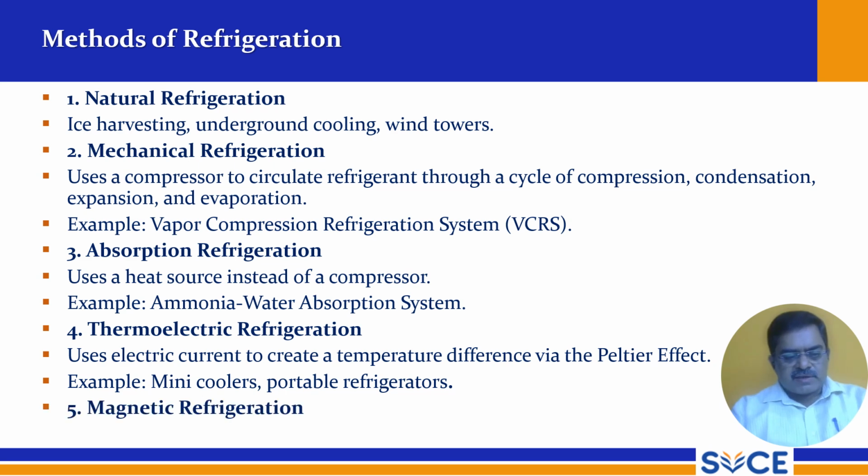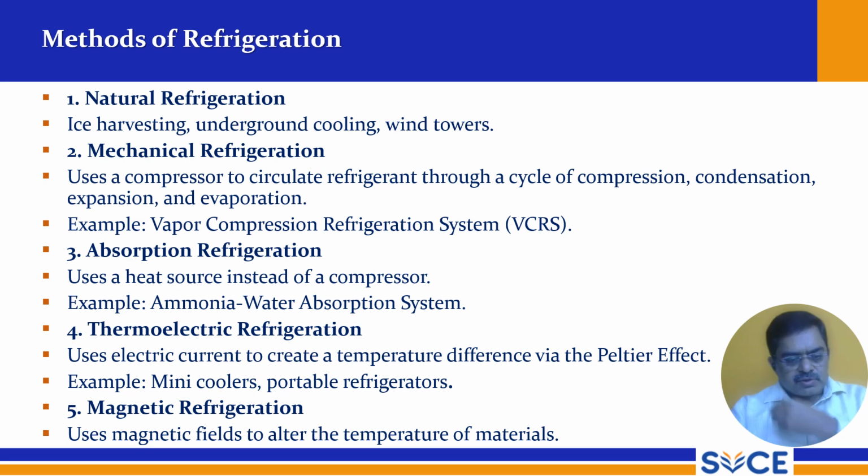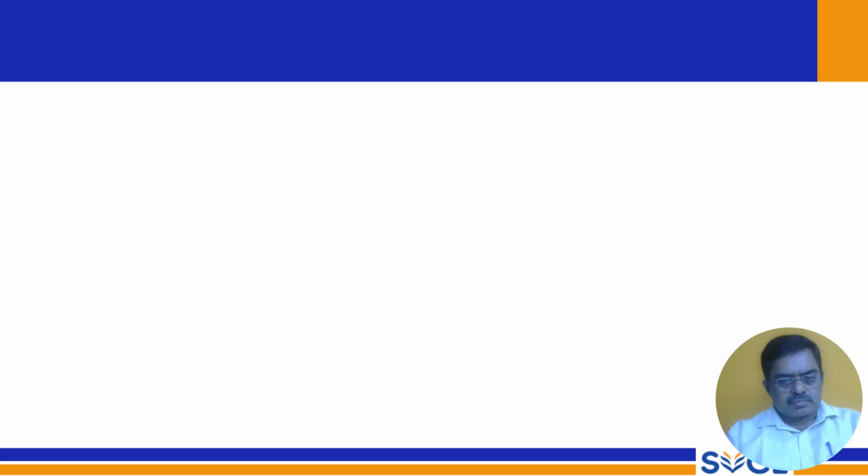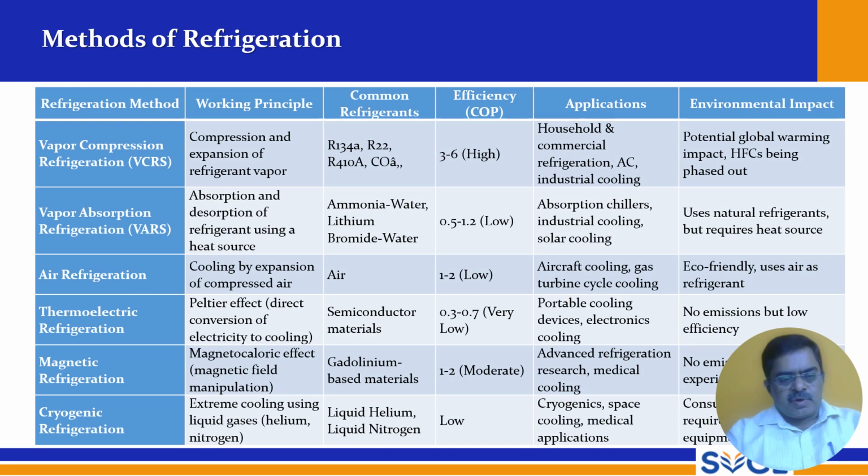Next is magnetic refrigeration. It uses a magnetic field to alter the temperature of materials. So this is another unconventional method. This also we are going to discuss in brief in coming units. So, methods of refrigeration, a brief comparison. Anyhow, this we are going to see elaborately in coming units.